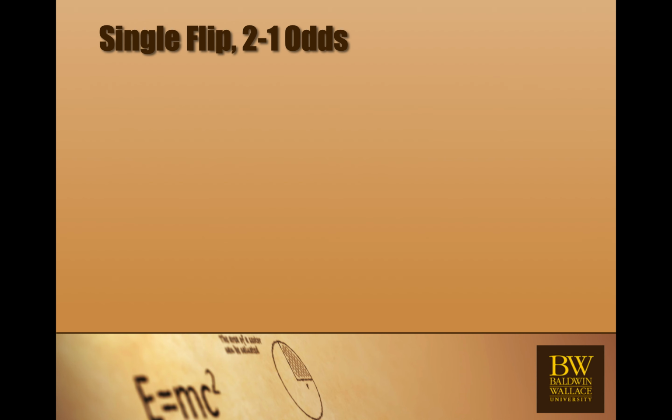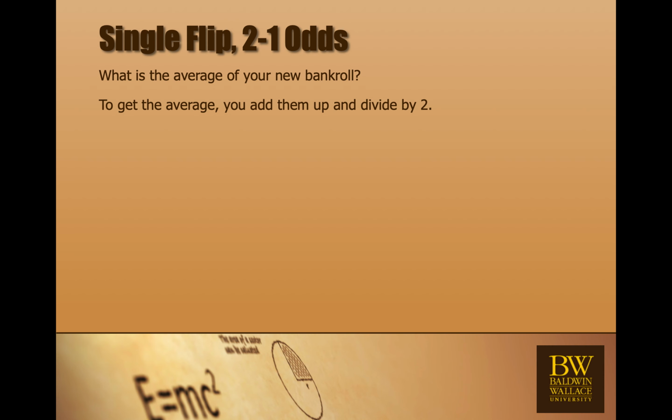So both equations work. The average of the new bankroll, well, to get the average of two things, we add them up and divide by 2. If we add those up, divide by 2, do the math, we get 1 million times the quantity 1 plus F over 2.